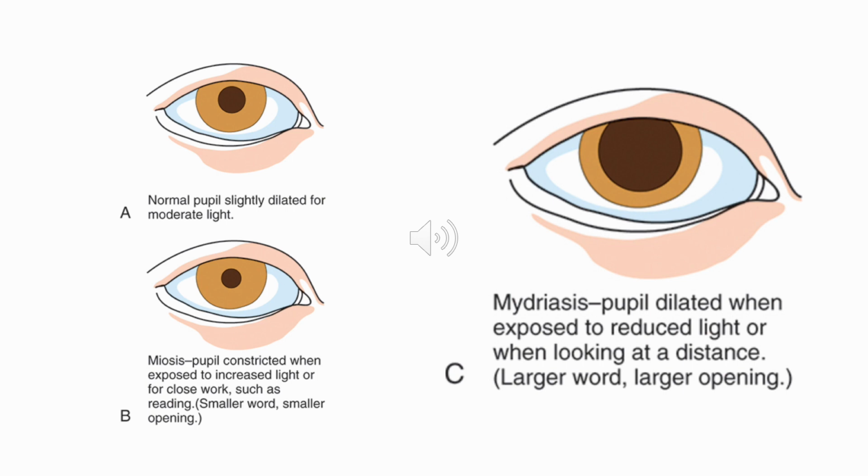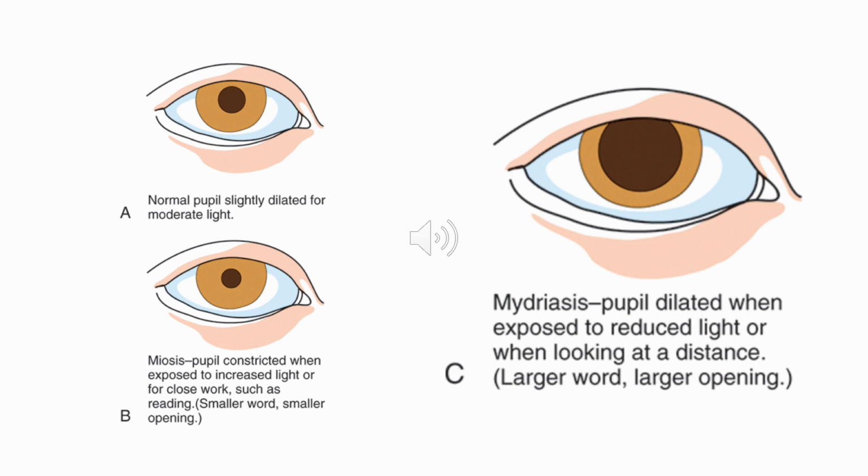Impulses from the autonomic nervous system cause the muscle to either constrict the pupil, reducing the amount of light that enters the eye, or dilate it, increasing the light let into the eye. Constriction of the pupil is called miosis. Dilation of the pupil is called mydriasis. There is an easy way to remember this. Miosis is a small word, meaning small pupil. Mydriasis is a large word meaning large pupil.